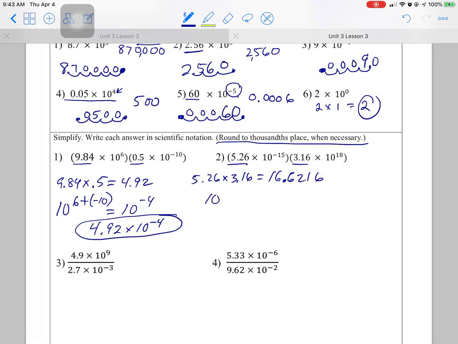All right, and then it was 10 to the negative 15 plus 18, so that's 10 to the 3, right? So this one isn't in scientific notation because it has 2 digits on the other side. So I want to go 1.66216 times 10 to the positive 1, because that was a big number. It wasn't a little number. You know what I mean, right?